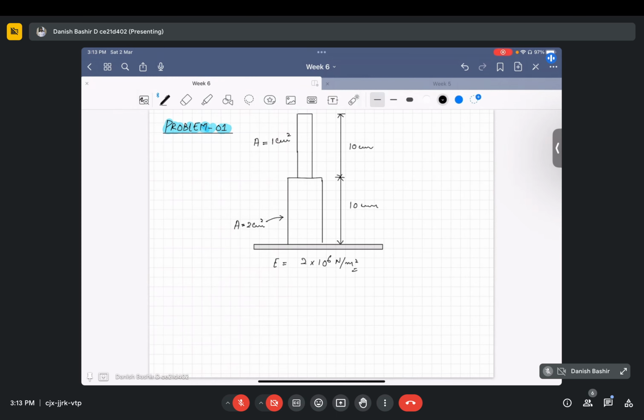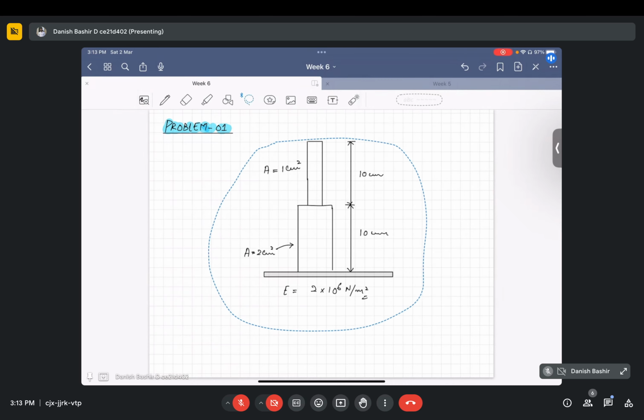Then what we have to do is use two elements to solve this problem, where it is being acted on by a uniaxial force P equal to 1 kg. Let's say 1 kg is acting. Let's keep the units of this as well, kg per centimeter.